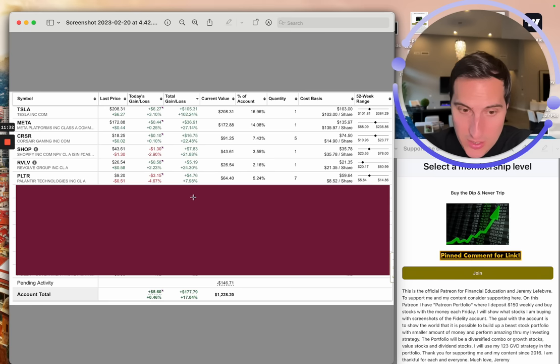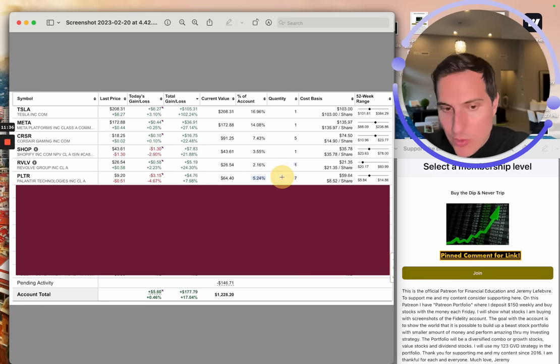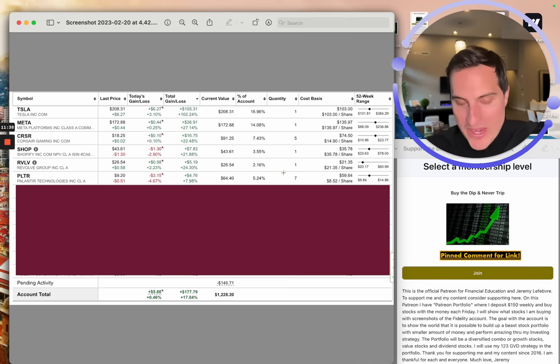Palantir, PLTR. This one we're up about 8% so far on. Smaller position in the portfolio, makes up about 5% of the weight for the portfolio. We own 7 shares as of right now. In regards to Palantir, our cost basis is $8.52. Stock's at $9.20 right now. This is another one of those I would definitely like to build out bigger. I would love to build this sizing somewhat similar to Meta and Tesla over time, okay?